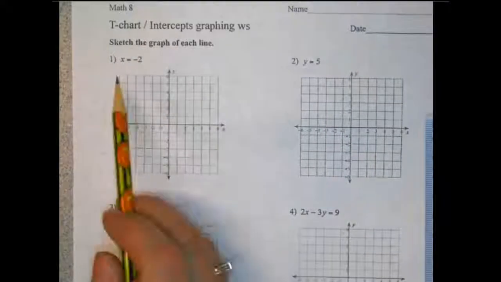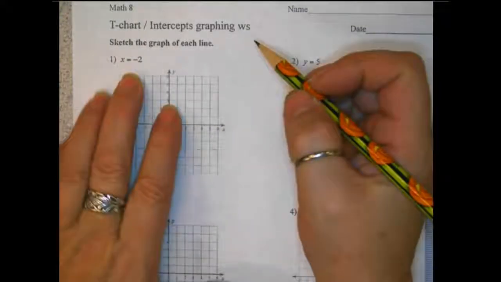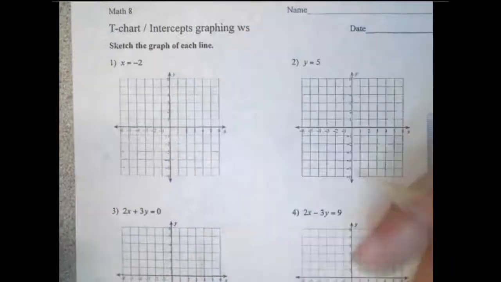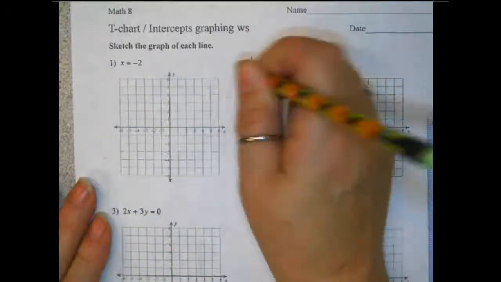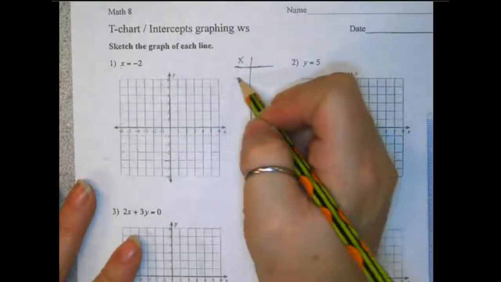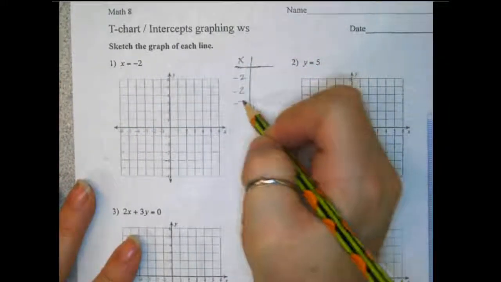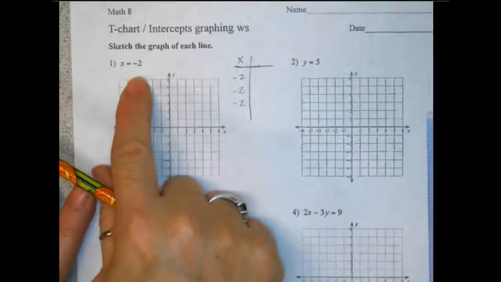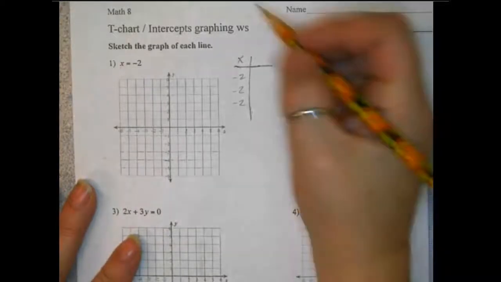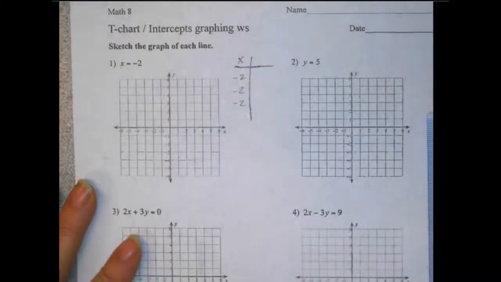If you remember, back when we were doing reflections, you guys remember doing the reflections over a line? We would create a T-chart, right? This just tells me that x is always going to be -2. It says x equals -2. So this is a recall from when we were doing geometry in the reflections, when we were highlighting our line of reflection.